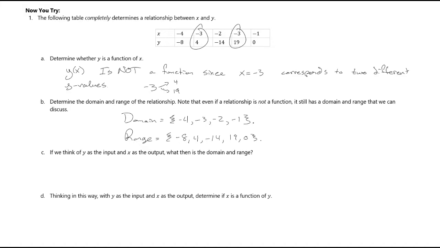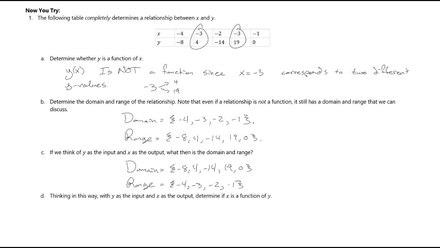Now if we look at this for part C, it says to think of y as the input and x as the output. It says just to talk about the domain and range first. So if y is input and x is the output, then the domain would be the set of y values. So here we'd have -8, 4, -14, 19, and 0. And the range would be -4, the x values now, -4, -3, -2, and -1 would be the x values that we could get out of that if we thought of y as the inputs.